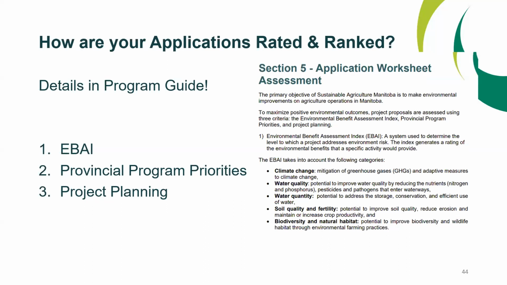A value is assigned to each of those areas. So the EBAI, which is automatically generated based on the priorities that I just went over, the climate change, etc., the provincial program priorities, and then the project planning. So how you complete your application. And a final value is then found based on the assessment of those three areas. And then that value is compared to the value of other applications within the project category.